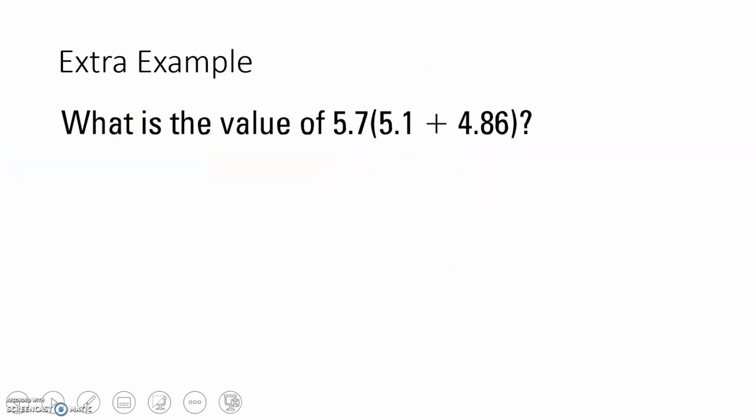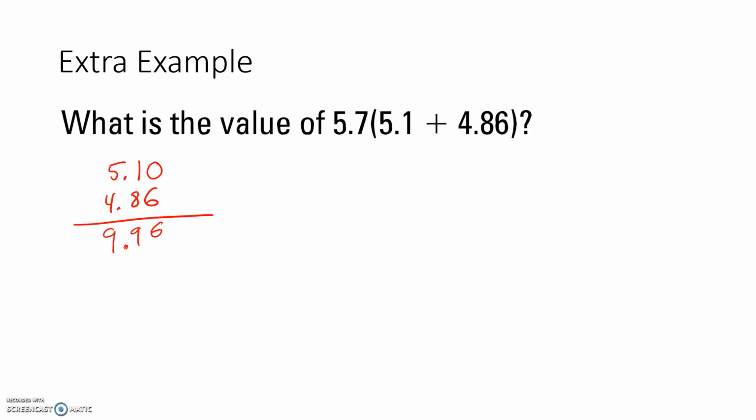All right, go ahead and give this one a shot, and hit resume when you're ready to go. All right, first I'm going to work my parentheses. Remember, adding, we line up by the decimal point. Add a placeholder. All right, 6, 9, 9. So I now have, for my parentheses portion, 9 and 96 hundredths.